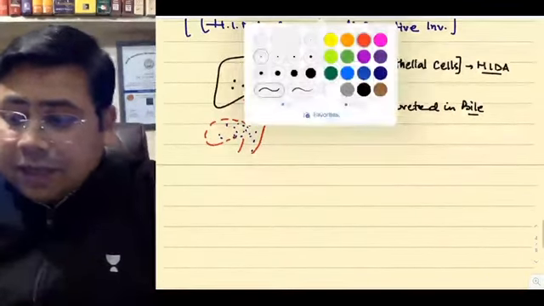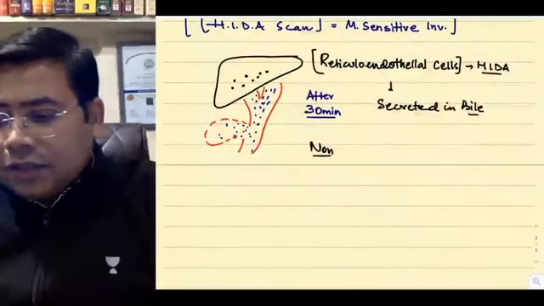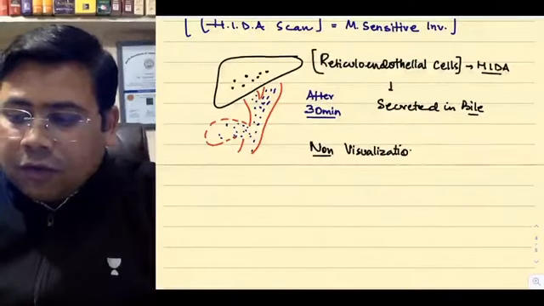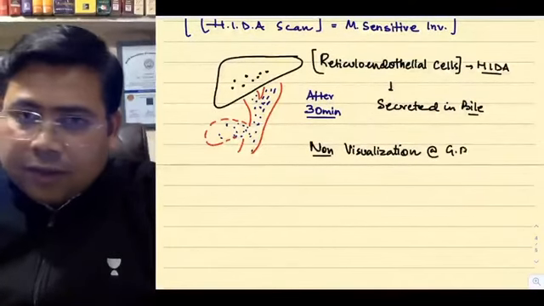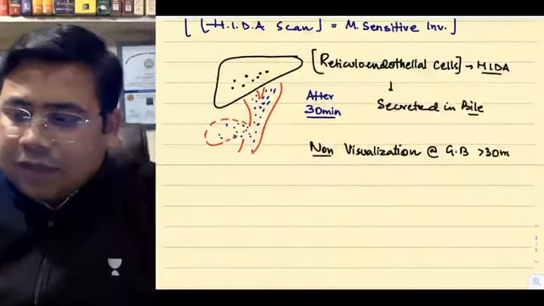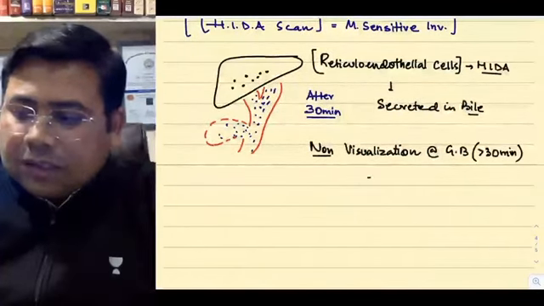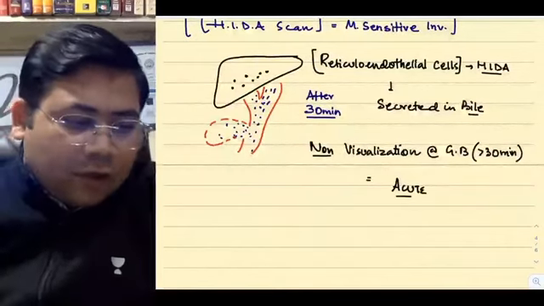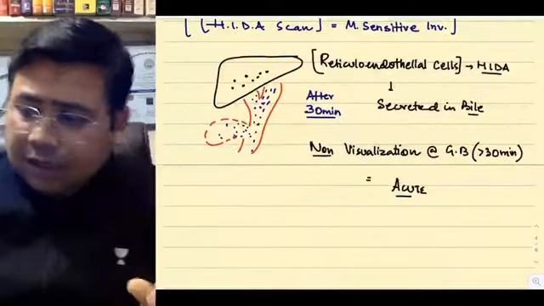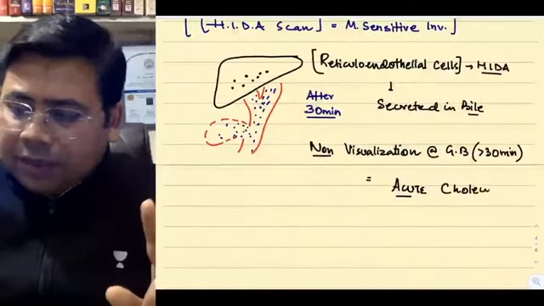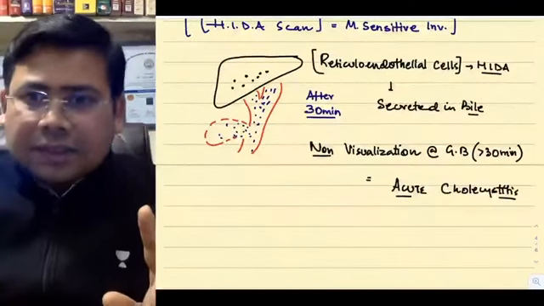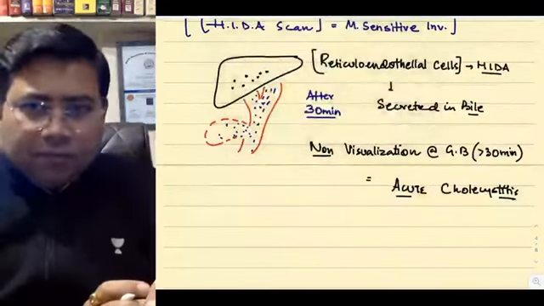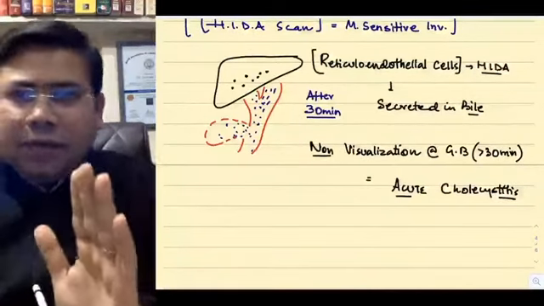Now try to understand, non-visualization of gallbladder after 30 minutes. Yes or no? This is equal to acute cholecystitis. Is that clear to everyone? Is that clear, students? Acute cholecystitis, how we interpret this? Normally, after 30 minutes, you can see the gallbladder.